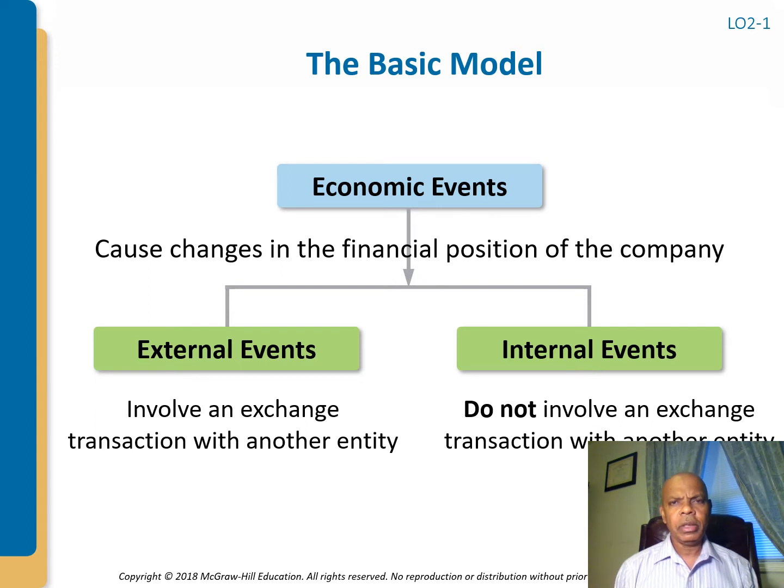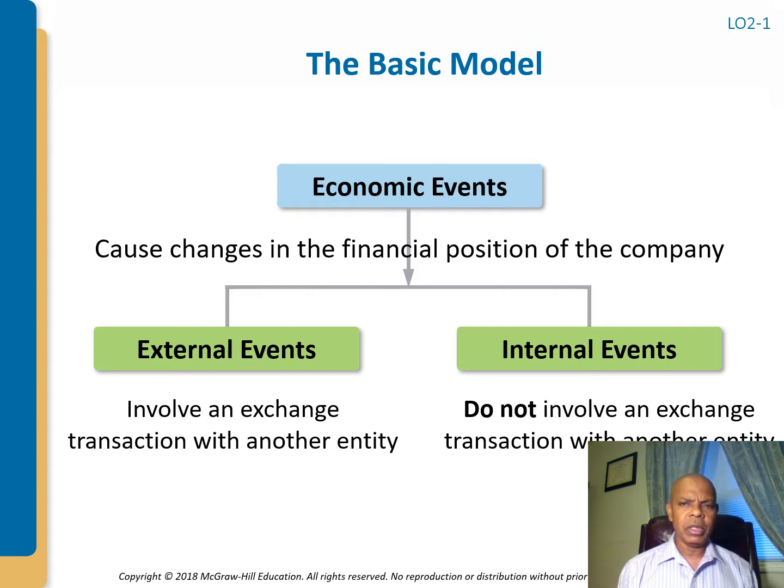Economic events. That's what we call the basic model. They cause changes in the financial position of the company. What does that mean? Suppose you make a sale. When you make a sale, what is really happening? You're transferring a product or services to another person and you get money for providing that service or product. You make a profit, you're changing your financial position. That's what it simply means.